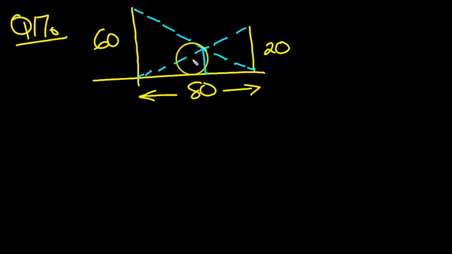Question 17 then, we've got two poles, 60 meters and 20 meters high, 80 meters apart. They've got crossed wires and we want to know the height where they cross. Now, I'm thinking about things in terms of geometry myself.